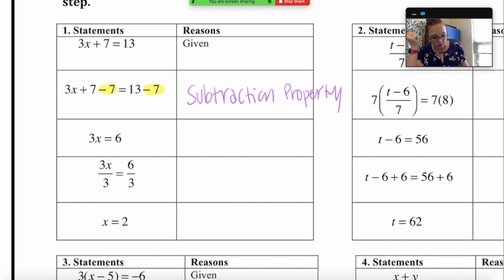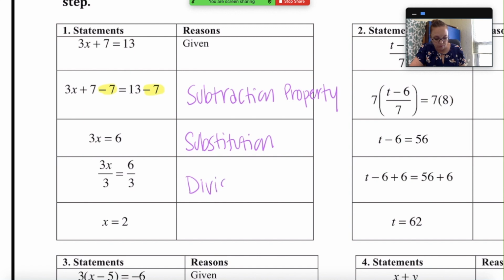Let me try and write that a little bit neater. And really, it's the subtraction property of equality. Okay, now that leaves us with 3x is equal to 6. So this is when you've combined those like terms or simplified. This is that substitution property. Okay. The next step, it looks like they're dividing both sides by 3. So that would be your division property. And then they've gotten that x is equal to 2. So that's substitution property again.